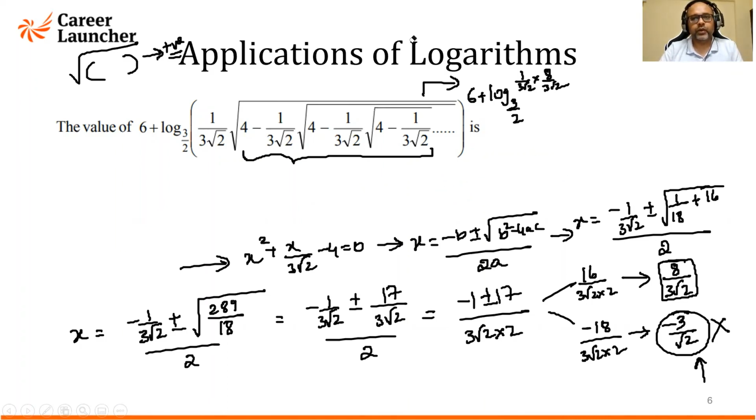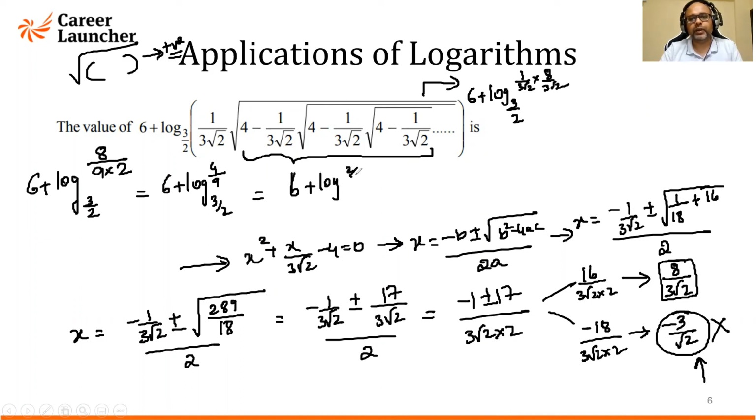Okay, so what do I get over here? I got 6 plus log of base is 3 by 2. There's no problem. Now, 8 is no problem. By 3 3s are 9 and root 2 into root 2 is 2. So this becomes 6 plus log 4 by 9 base 3 by 2. Now this is a nice small interesting manipulation. It is 6 plus log 2 by 3 whole square to the base 3 by 2.